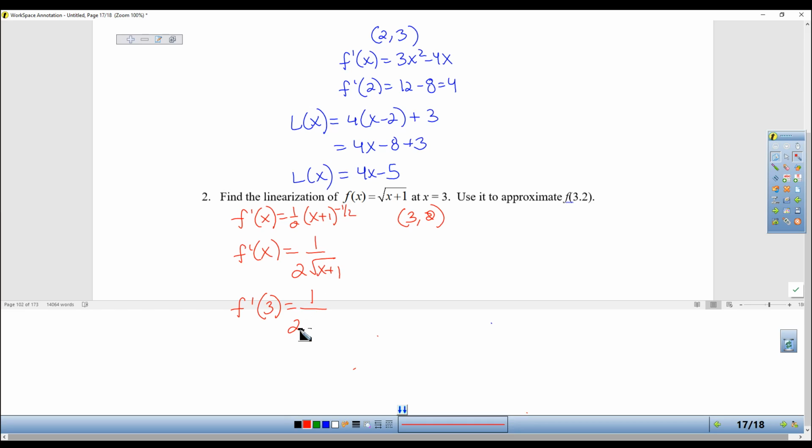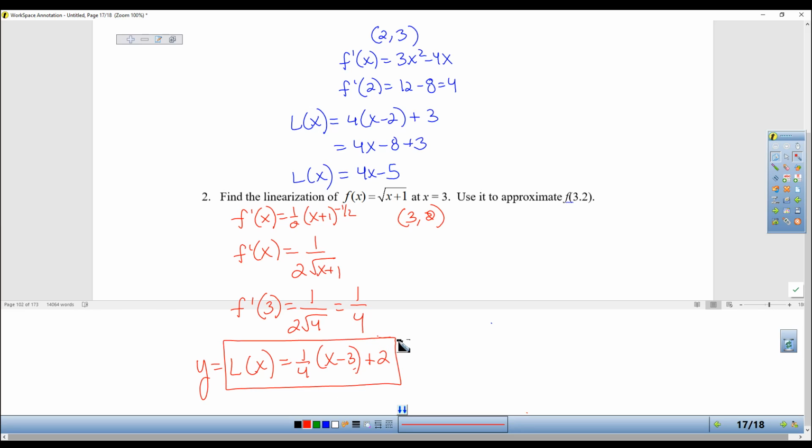Would be 1/2 times the square root of 4. So 1/2 times 2, which is 1/4. So y, which we're going to call the linearization at x, is 1/4 x minus 3 plus 2. So this is my linearization.